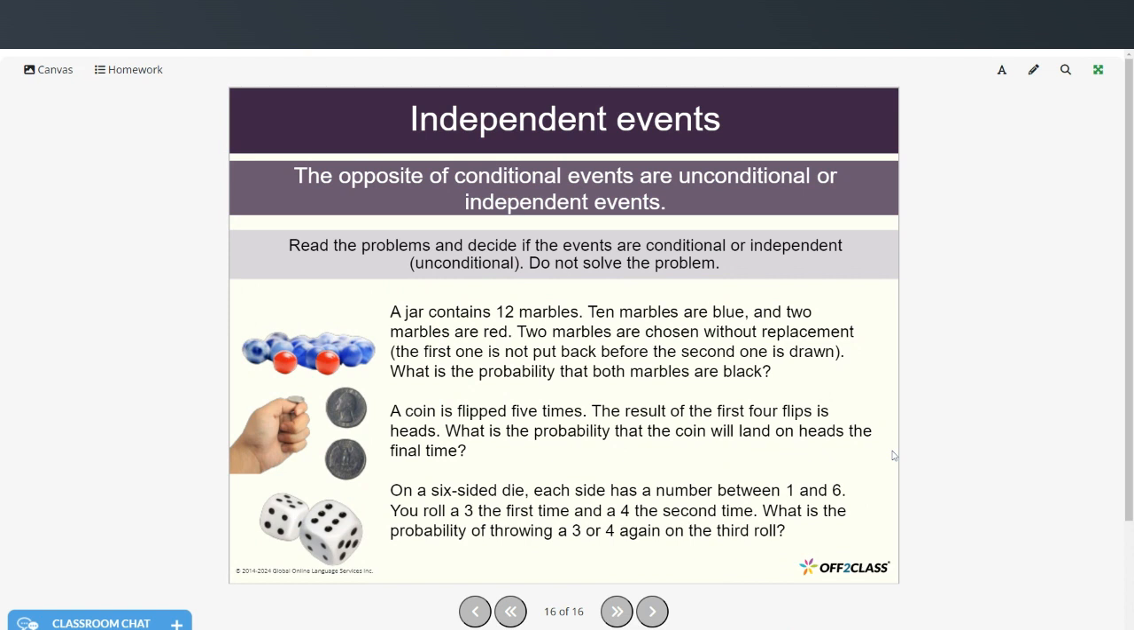All right, and then the opposite of conditional events are unconditional or independent events. So it says read the problems and decide if the events are conditional or independent, but do not solve the problem. Okay, go ahead and read those on your own and see if you can answer the questions, and then restart when you're ready to check.